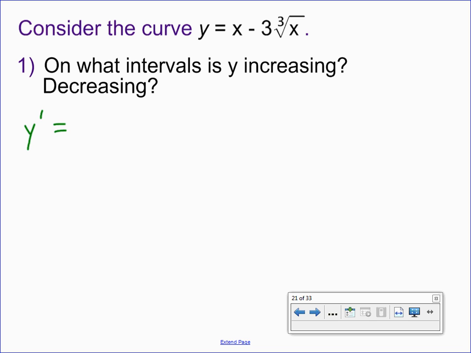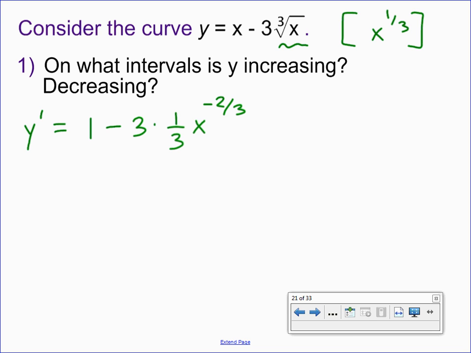I know y prime would be given by term differentiation yields 1 minus 3, and here we go. X to the 1/3 could be a power representation of the cube root of x. When I differentiate that, I'm thinking, what's the derivative of x to the 1/3? That would be exponent times the base, so 1/3 times x to the 1 less. 1 less than 1/3 is negative 2/3, times the derivative of the base. It's just a base x, so the derivative of the base is just 1. So my derivative is 1 minus 3 times a third times x to the negative 2/3.